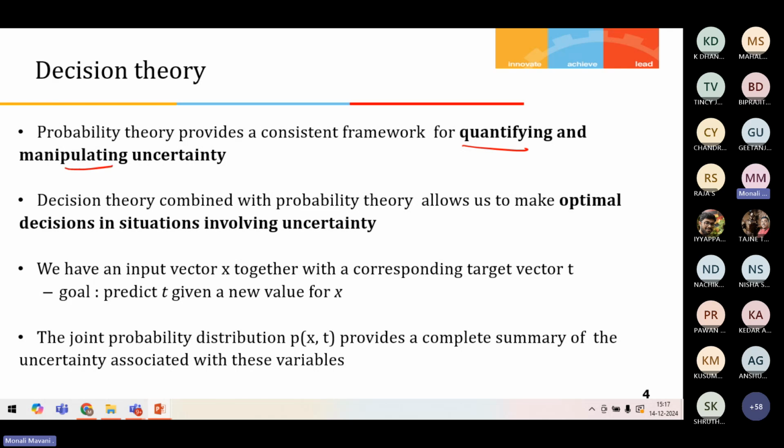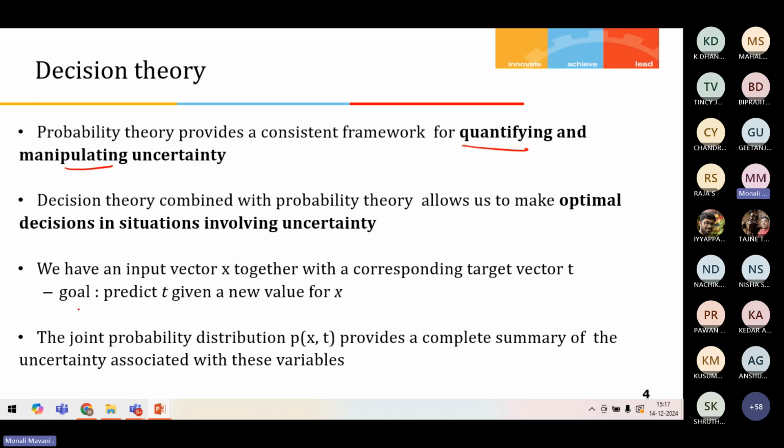And our predictive algorithms are all based on uncertainty. We cannot say always, with 100% certainty, that our predictions are going to be correct. So probability theory plays a very important role here. We use probability theory to quantify this uncertainty, and then we use decision theory to make a decision based on this uncertainty. So that's why decision theory helps us.